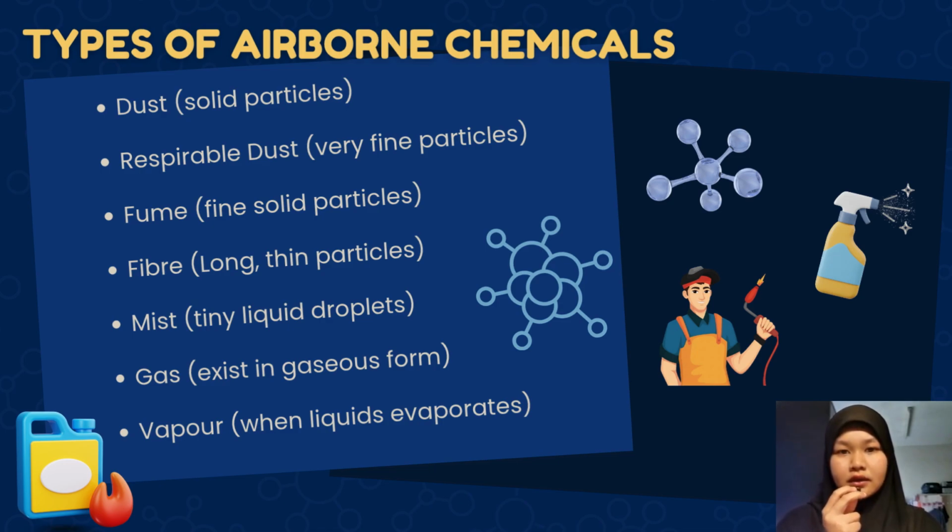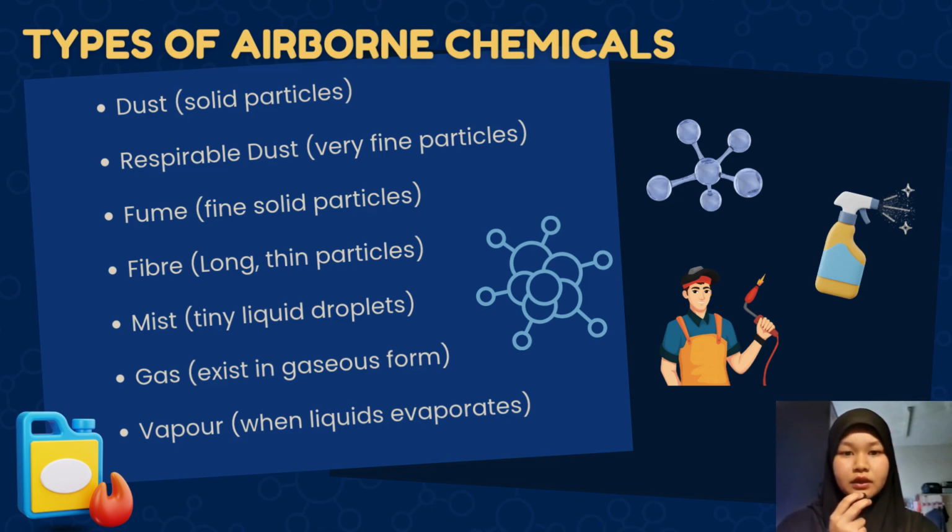First, dust. Dust consists of solid particles produced from mechanical processes such as cutting, grinding, or crushing. For example, wood dust in carpentry work. Next, respirable dust. Respirable dust refers to very fine particles that can penetrate deep into the lungs. For example, silica dust in construction work.